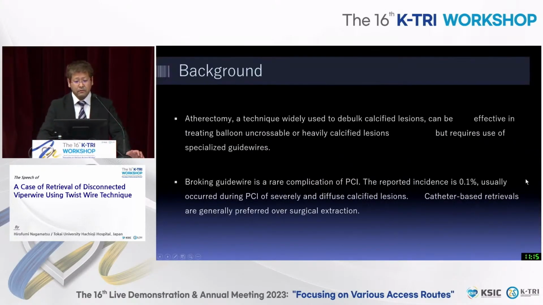Atherectomy technique, widely used to debulk calcified regions, can be effective in treating balloon-uncrossable or heavily calcified regions, but requires the use of specialized guide wires. Broken guide wire is a rare complication of PCI. The reported incidence is 0.1%, usually occurring during PCI of severely and diffusely calcified regions. Catheter-based retrievals are generally preferred over surgical extraction.